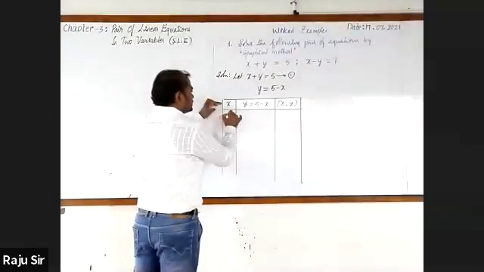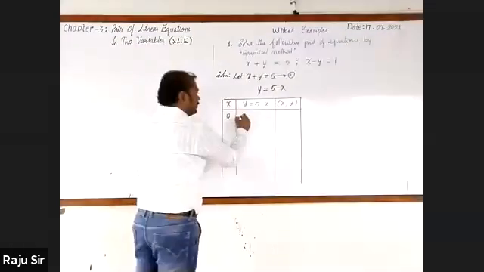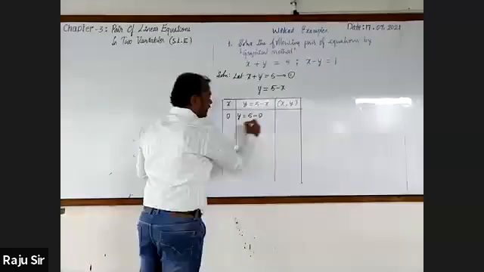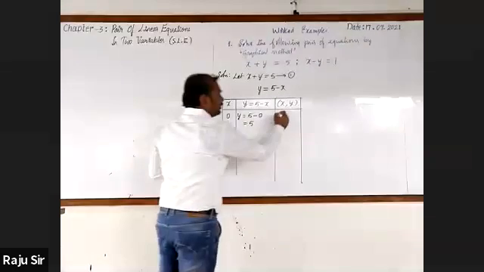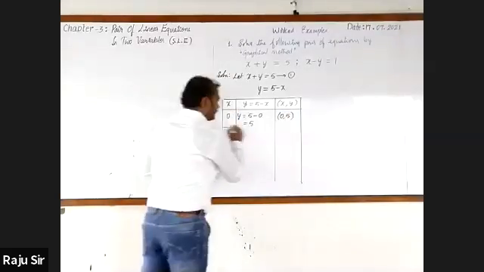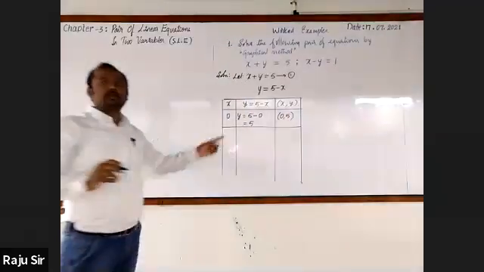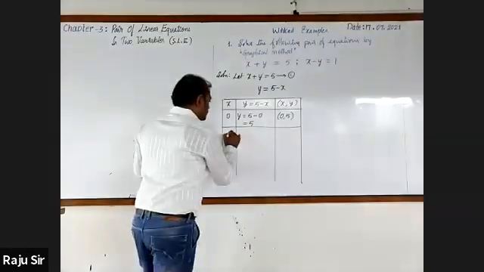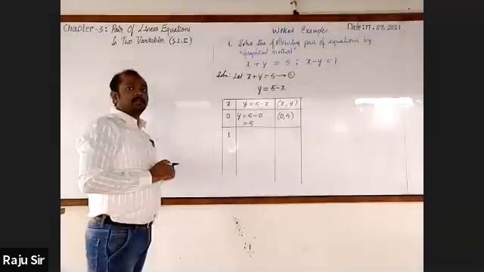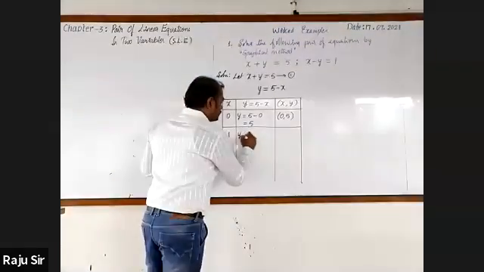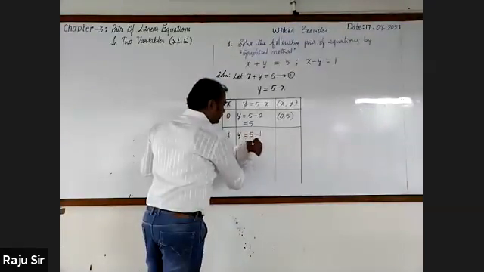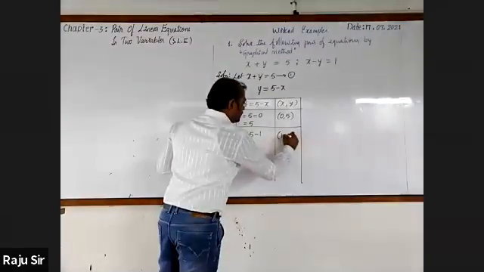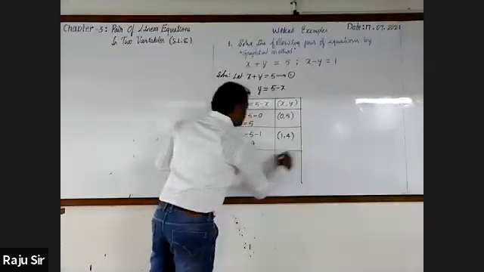I take X as 0. Then Y is equal to 5 minus 0. This is 5. Right? 0 comma 5. So we got the first coordinate point. Next, write 1 in place of X. Then Y is equal to 5 minus 1, which is 4. Now it is 1 comma 4. We got the second point.